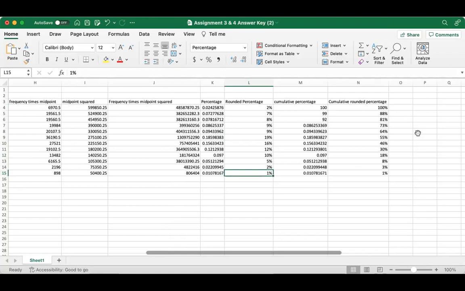Frequency divided by cumulative frequency. So I don't have to write all of it: E7 divided by F2, equals E6 divided by F2, equals E5 divided by F2, equals E4 divided by F2, equals E3 divided by F2, equals E2 divided by F2.